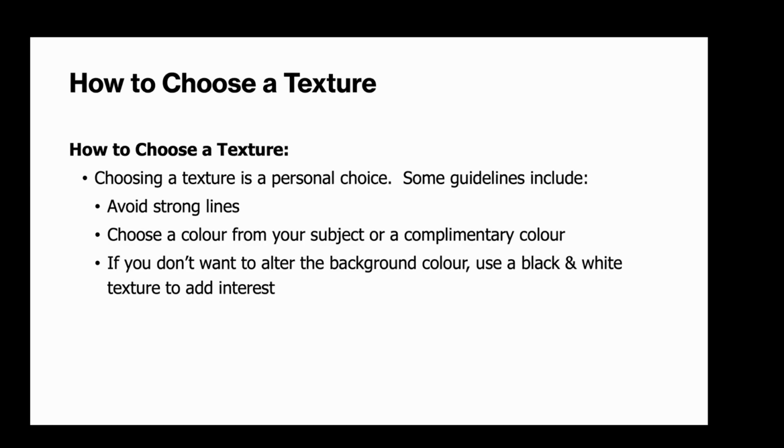How to choose a texture, just a few tips here. It's really a personal choice. Everybody has different color preferences. I think it's great to avoid strong lines. They don't really seem to work. You don't want the texture to take over from the subject of your image. You want it to complement it. You can choose a color from your subject or a complementary color. If you don't want to alter the background color, you can also use a black and white texture just to add some interest.